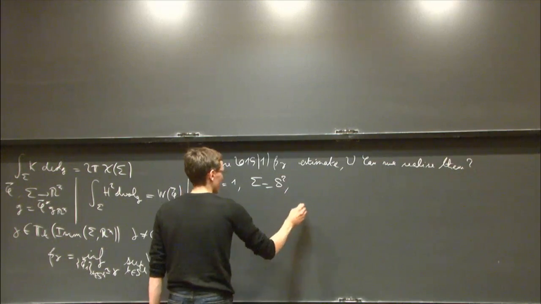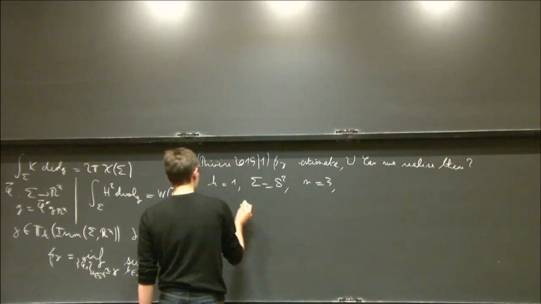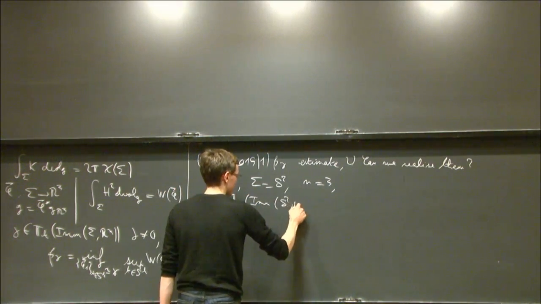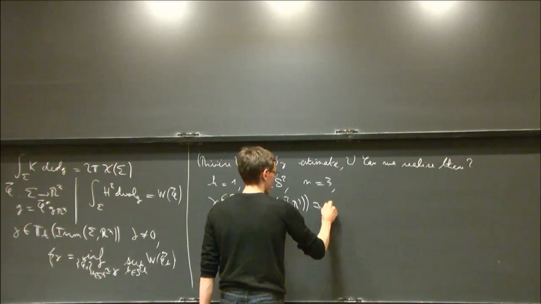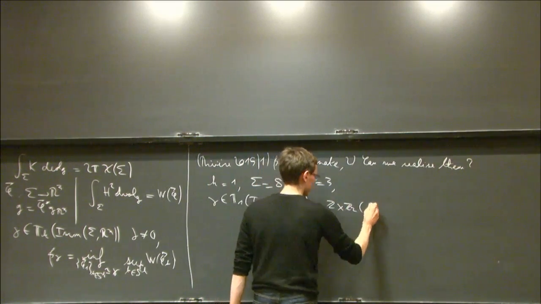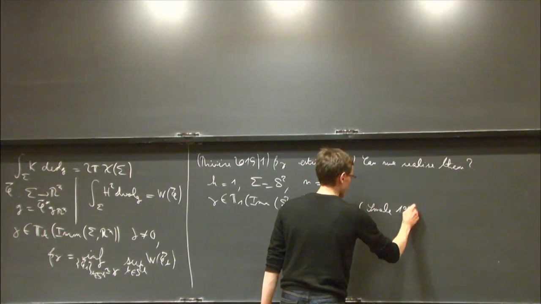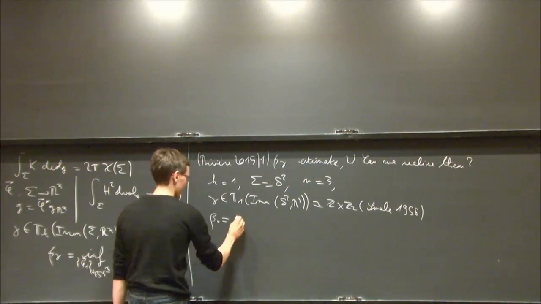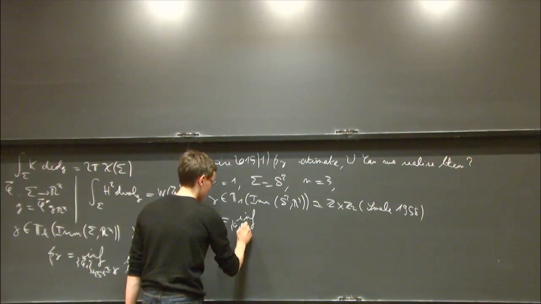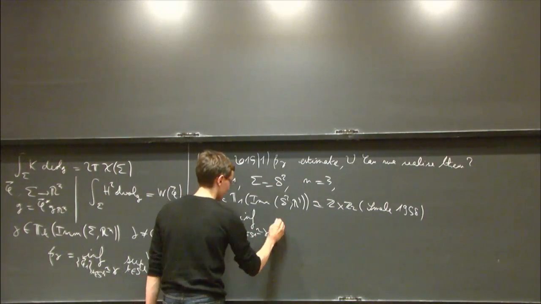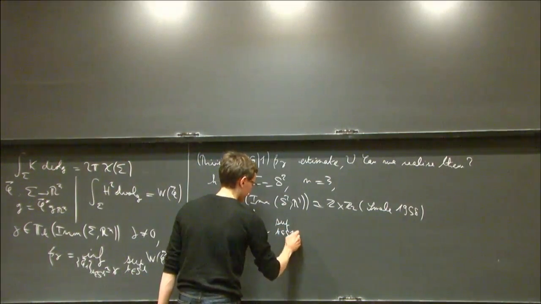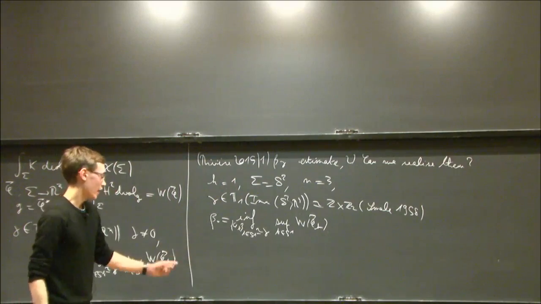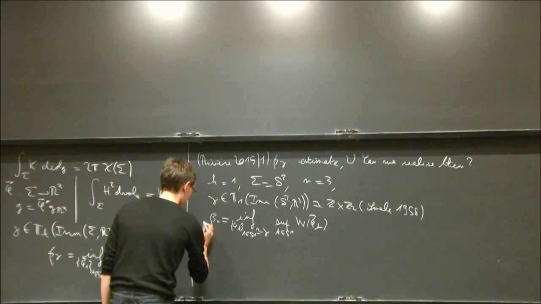Sigma equal to S^2, and n equal to 3. So if you take some class of the immersions of S^2, which by Smale is Z times Z_2, from now 60 years old, then I define beta zero as follows here. And this number has another interpretation, and it's also due to Smale.